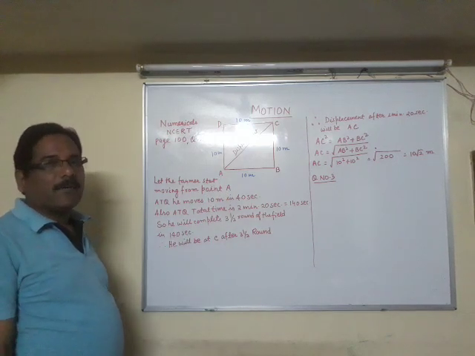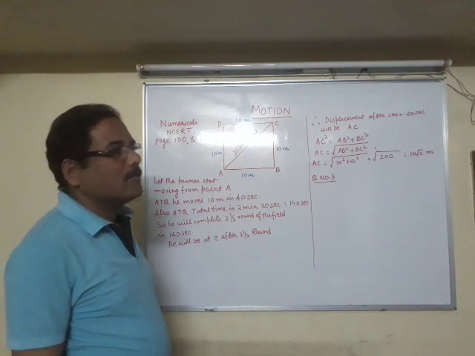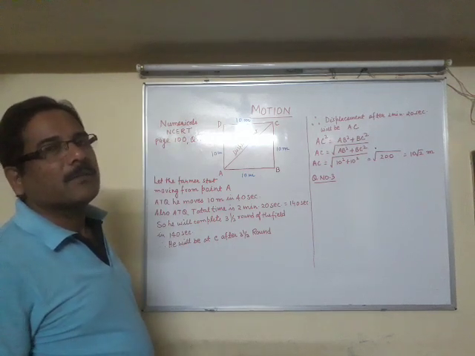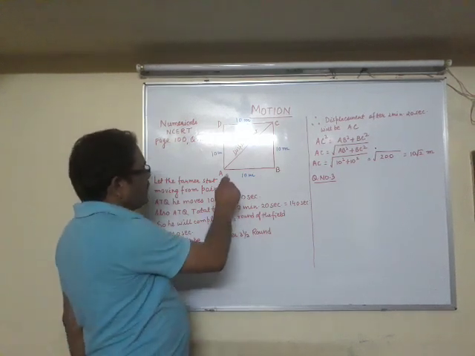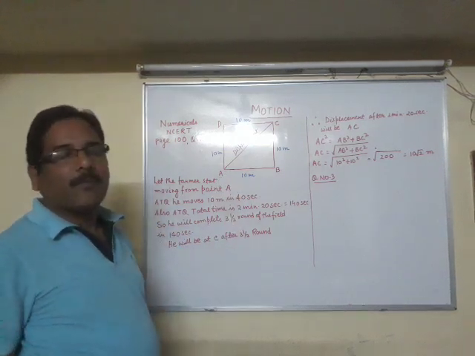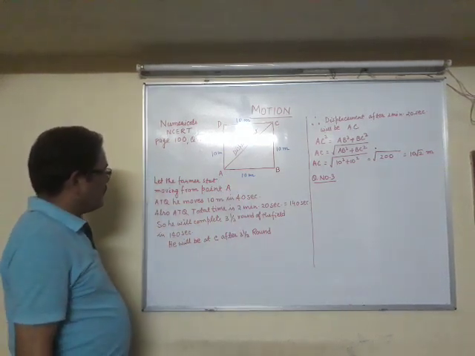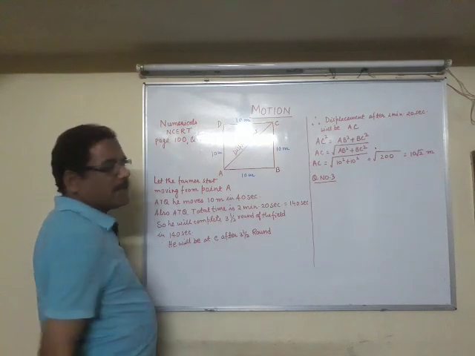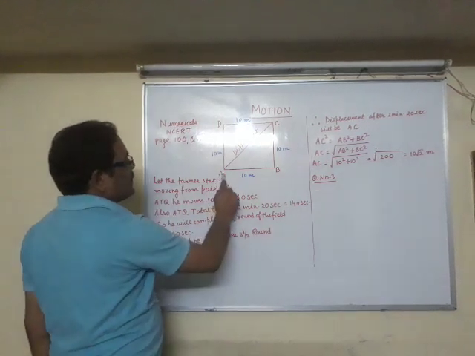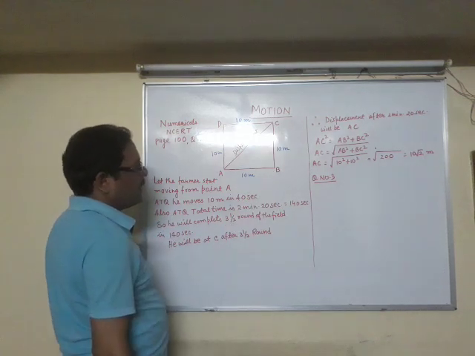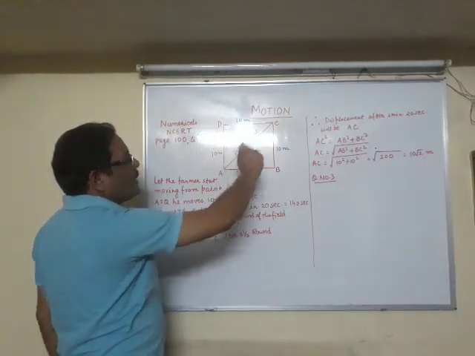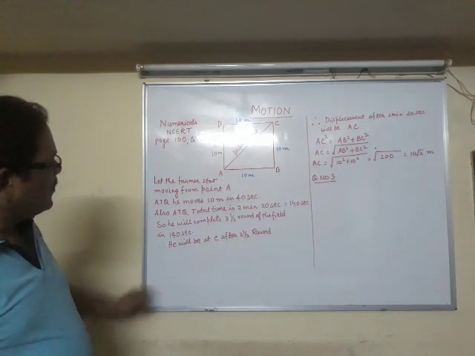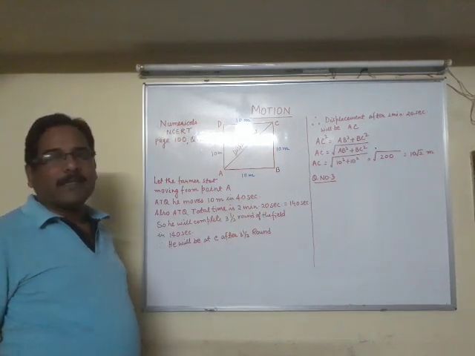In the last class we discussed that to describe motion a reference point is needed. That reference point is called origin. So let the farmer start moving from point A. A is the origin, and it is given that he moves 10 meter in 40 seconds. So he covers the distance A to B in 40 seconds, then B to C in 40 seconds, because it is a square field, all sides are equal, and the total time is given as 2 minutes 20 seconds.